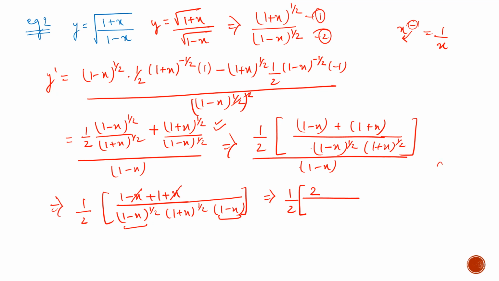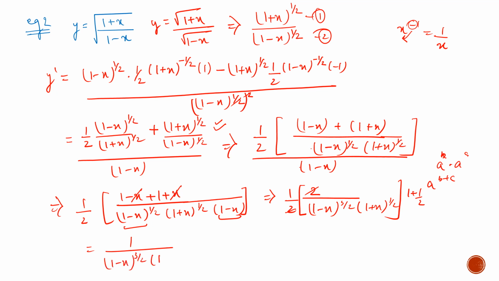Like if we have a to the power b into a to the power c, it will be a to the power b plus c. Similarly, 1 minus x to the power 1 plus 1 by 2, which is 3 by 2, into 1 plus x to the power 1 by 2. Here 2 gets cancelled, so the answer is 1 by 1 minus x to the power 3 by 2, 1 plus x to the power 1 by 2.